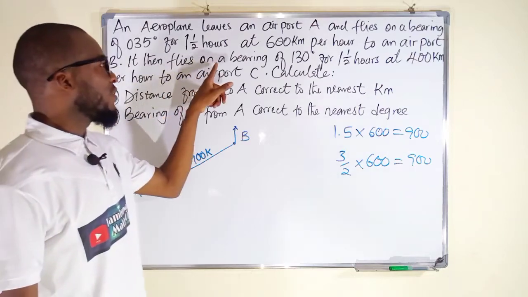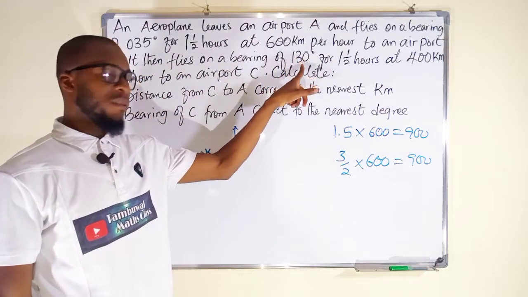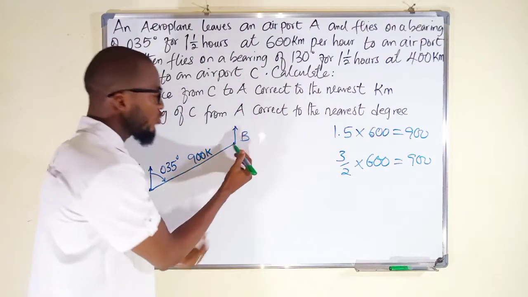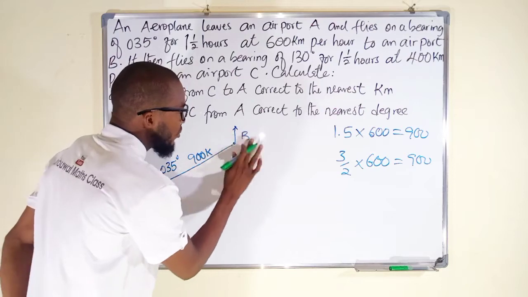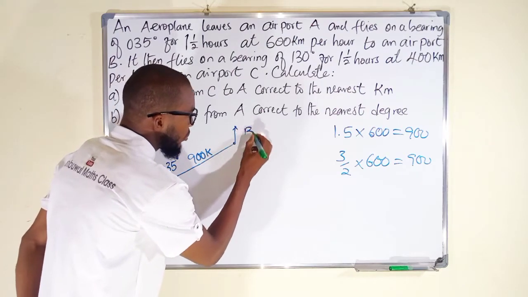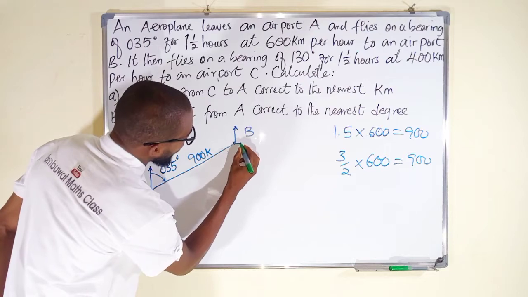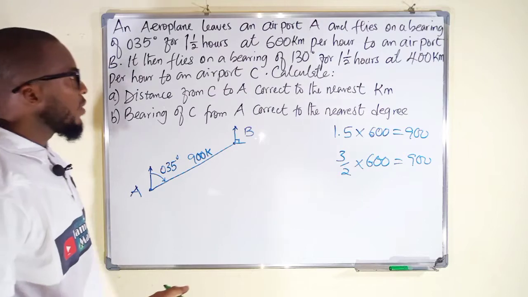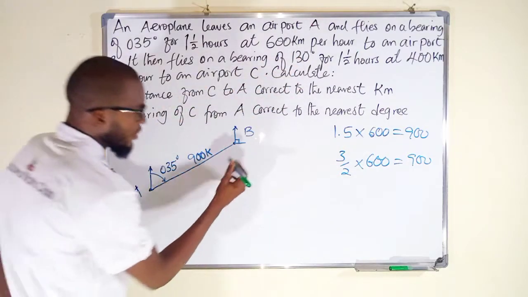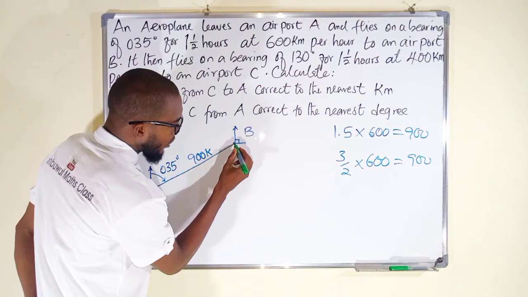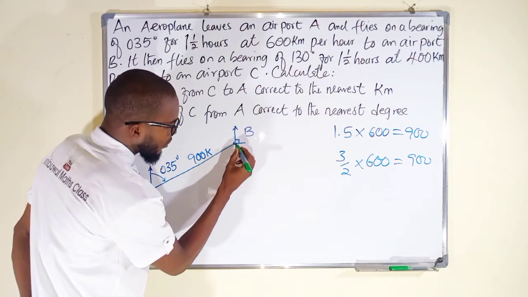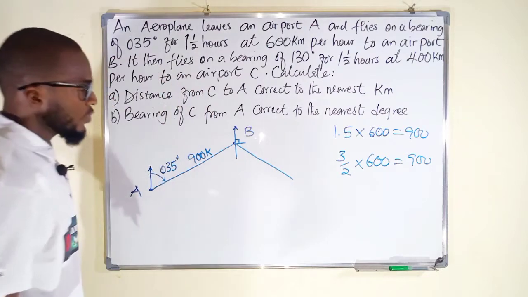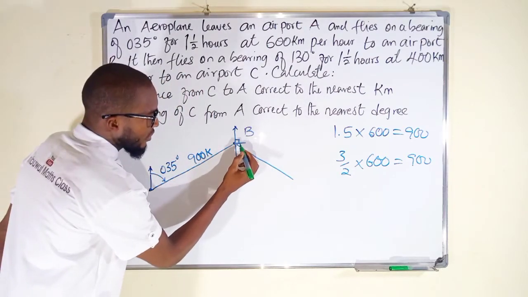It then flies on a bearing of 130 degrees. So it stopped here and later on keeps on moving. So we are going to construct that angle here. Okay, let me shift this one a little bit to the top. From here to here is 90 degrees. We still have 40 left. So 40 roughly is somewhere here. Let me even extend this one. 40 is somewhere here. So this is 40 degrees here.